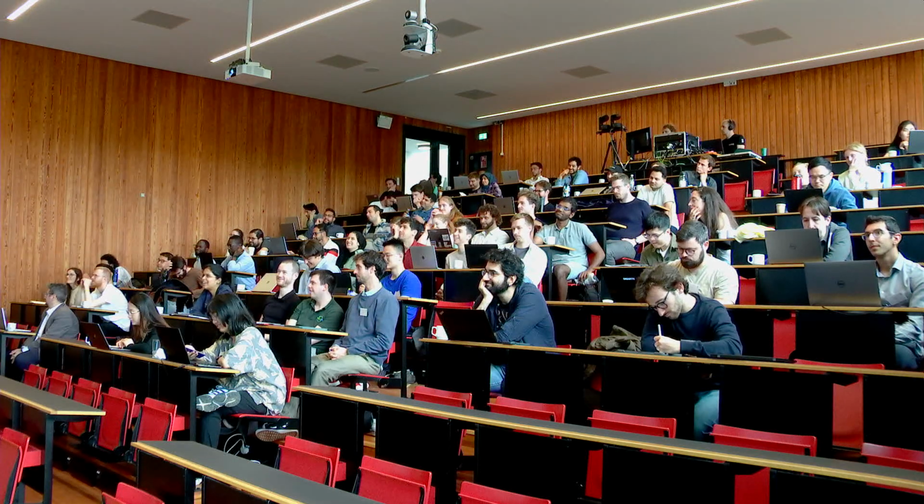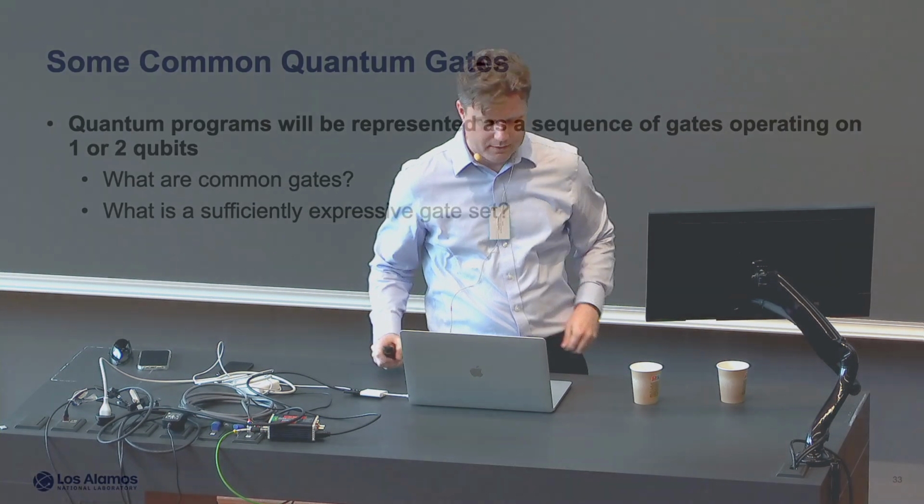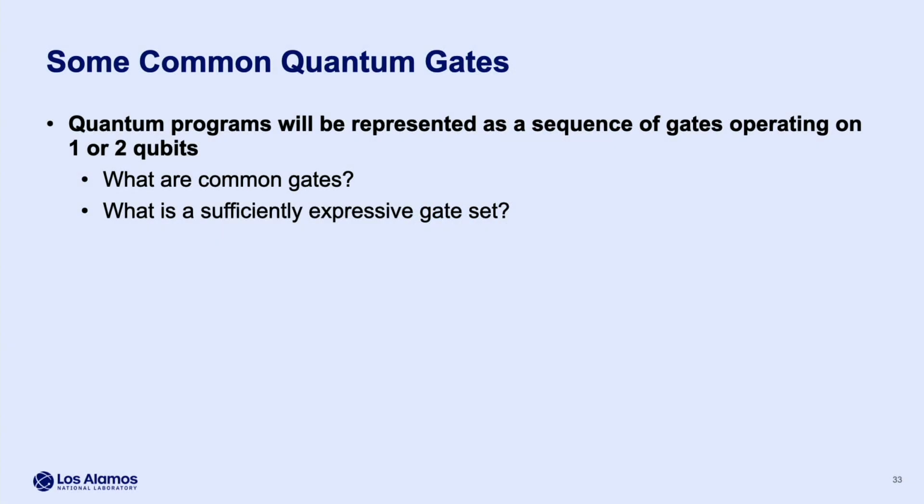Okay. Let's talk about some common gates and how they operate. Real quantum computers are only going to support a subset of all the possible unitary operations. So it's important to think about what the standard subsets of operations are that are supported, and which of them are sufficiently general that you can do something useful, like all of quantum computation.